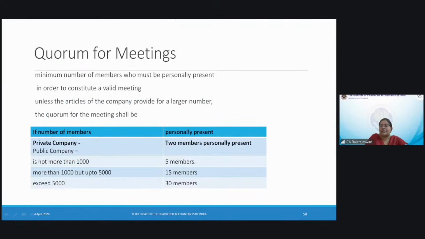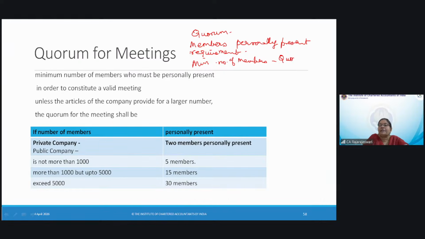We'll go to the next concept, quorum for a meeting. For any meeting, quorum should be there. That is, members who should be personally present. Required for a meeting. Members to be personally present. That is a requirement. The minimum number of members who should be present in a meeting, that you call it as a quorum.